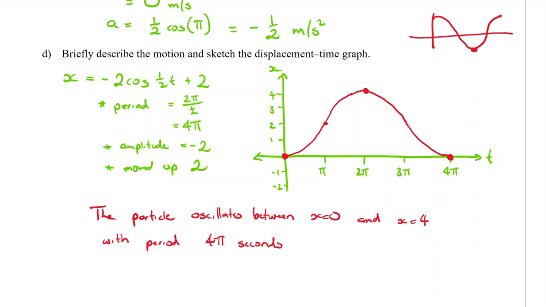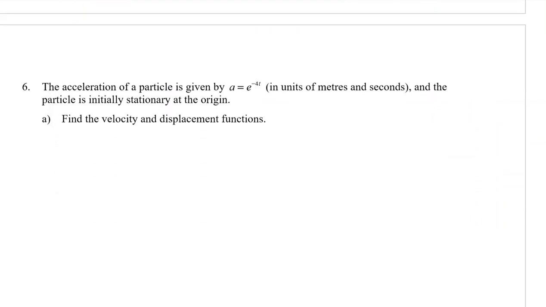Question 6. The acceleration of a particle is given by, now we're doing an exponential, a equals e to the negative 4t in units of meters and seconds, and the particle is initially stationary. Okay, that means time is 0, stationary means v is 0, and at the origin, which means x is 0. That's nice, isn't it? Find the velocity and displacement functions, starting with acceleration.